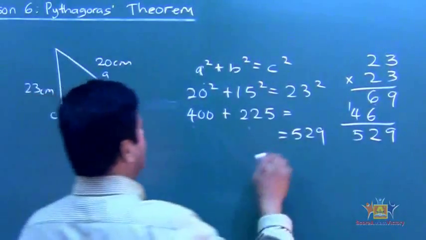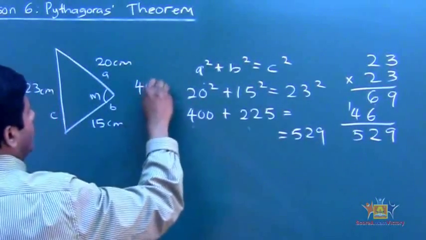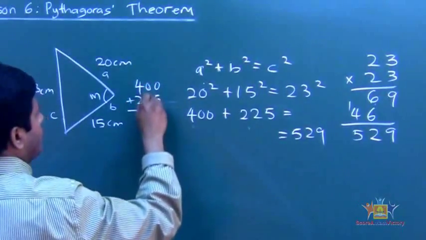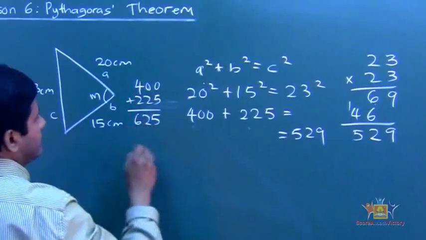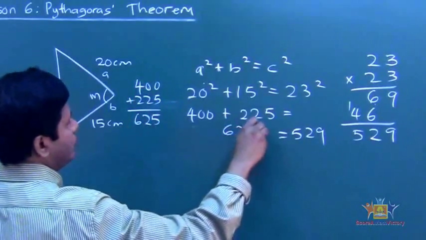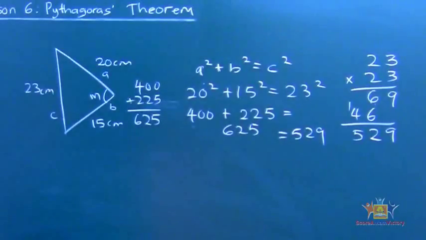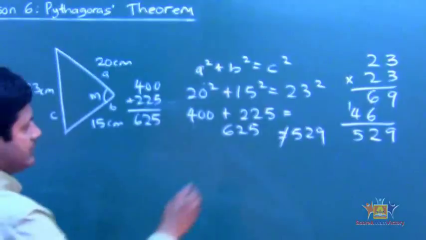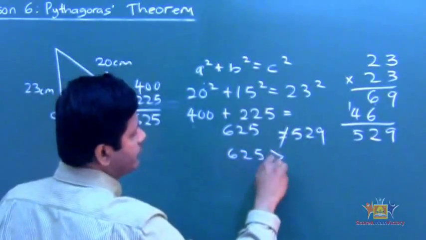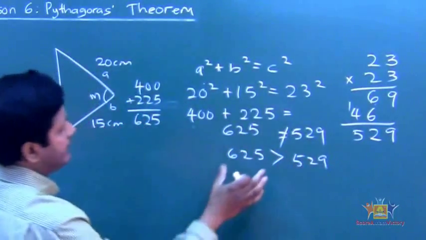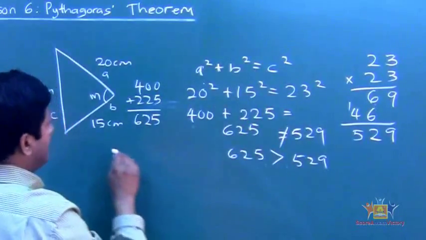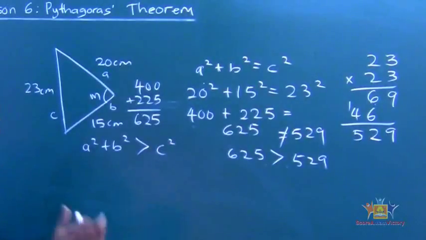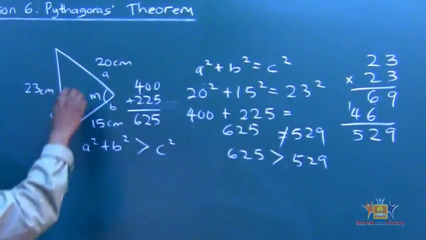Now we want to add the 400 and 225 and see what that gives. Okay, so let's line it up, 400 with 225. 0 plus 5 is 5, 0 plus 2 is 2, 4 plus 2 is 6, and that gives me 625, and it's not equal to 529, so they're not equal. Alright, that means 625 is greater than 529. That means a squared plus b squared is greater than c squared. That means the c is shorter.